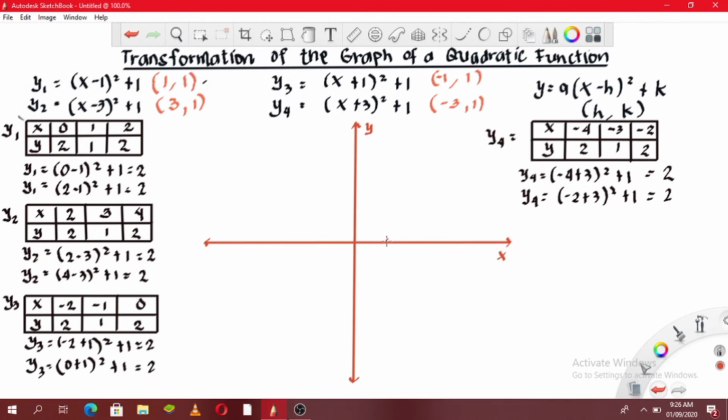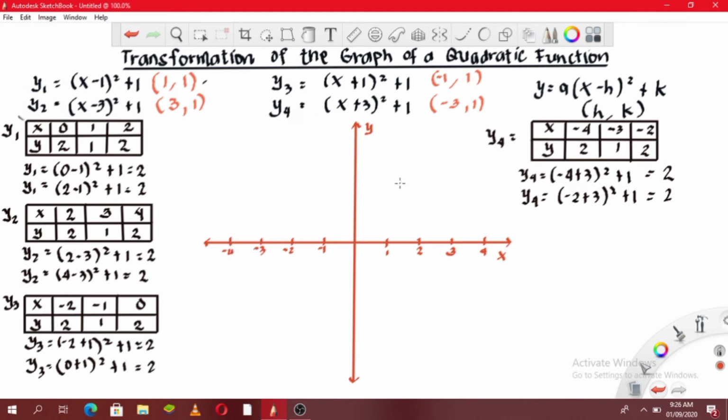Sa kanan niya, with respect to the x-axis, ay mga positive numbers. So, let's make sure na equal ang distance nila sa isa't isa. 1, 2, 3, 4. And then sa left ng origin, we have the negative numbers. So, negative 1, negative 2, pabuti natin hanggang negative 4.